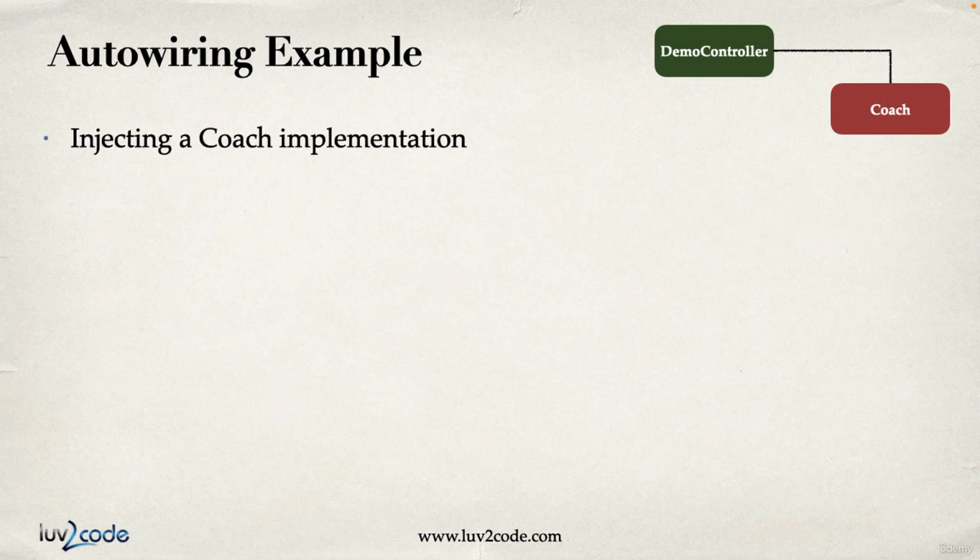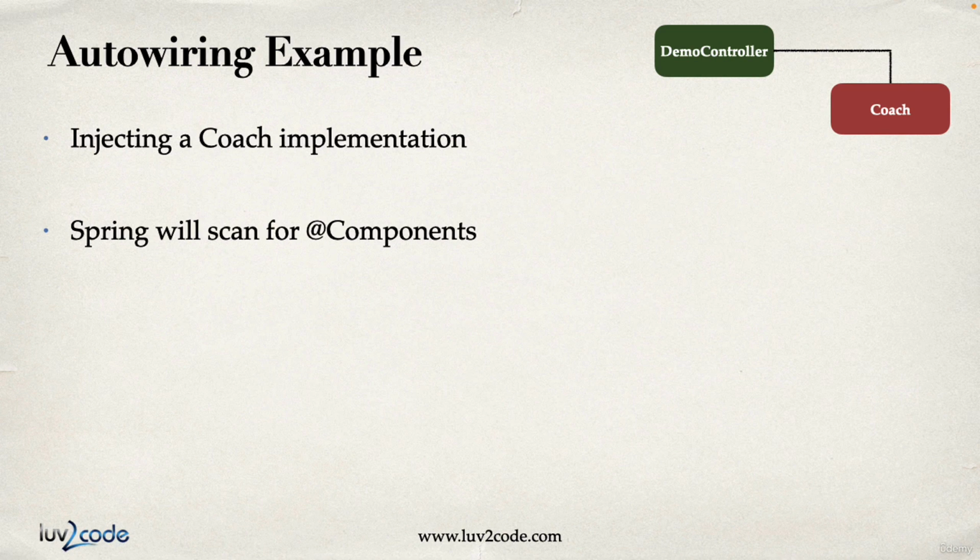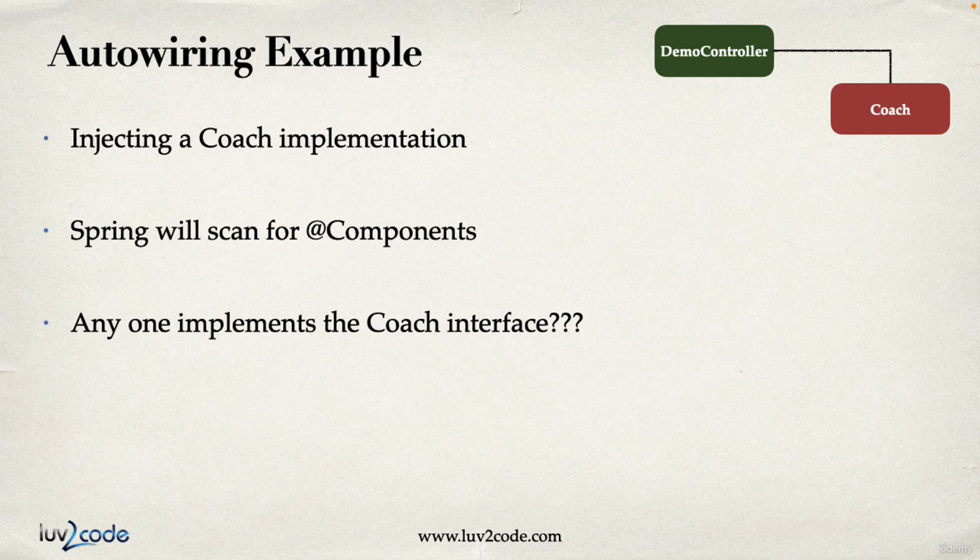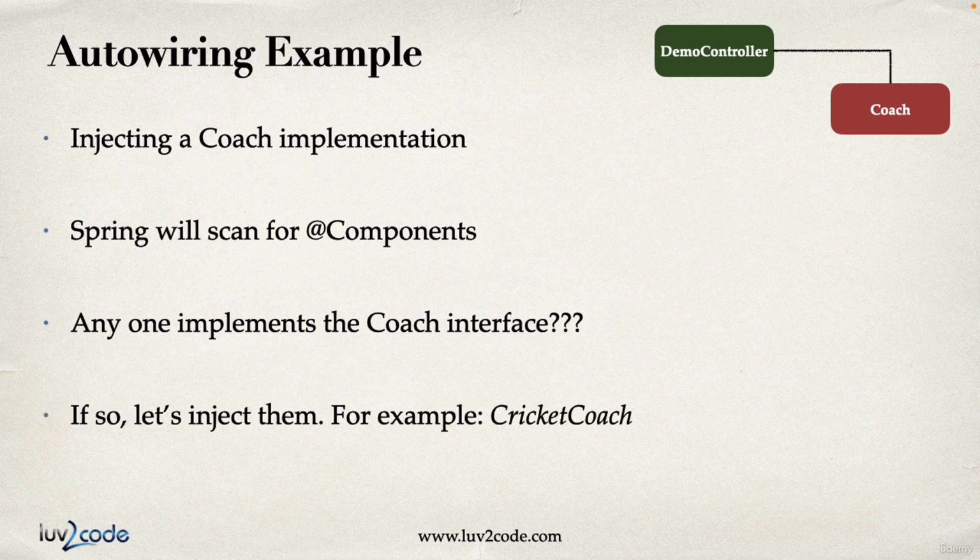Now, with an auto wiring example here, injecting a coach implementation, Spring will scan for components or any class that's annotated with the component annotation, and it'll say, hey, does anyone implement the coach interface? If so, then let's inject them. So in our example, it could say, hey, there's a cricket coach. Let's go ahead and inject this cricket coach as a dependency for this given example. And so that's an example here of auto wiring.